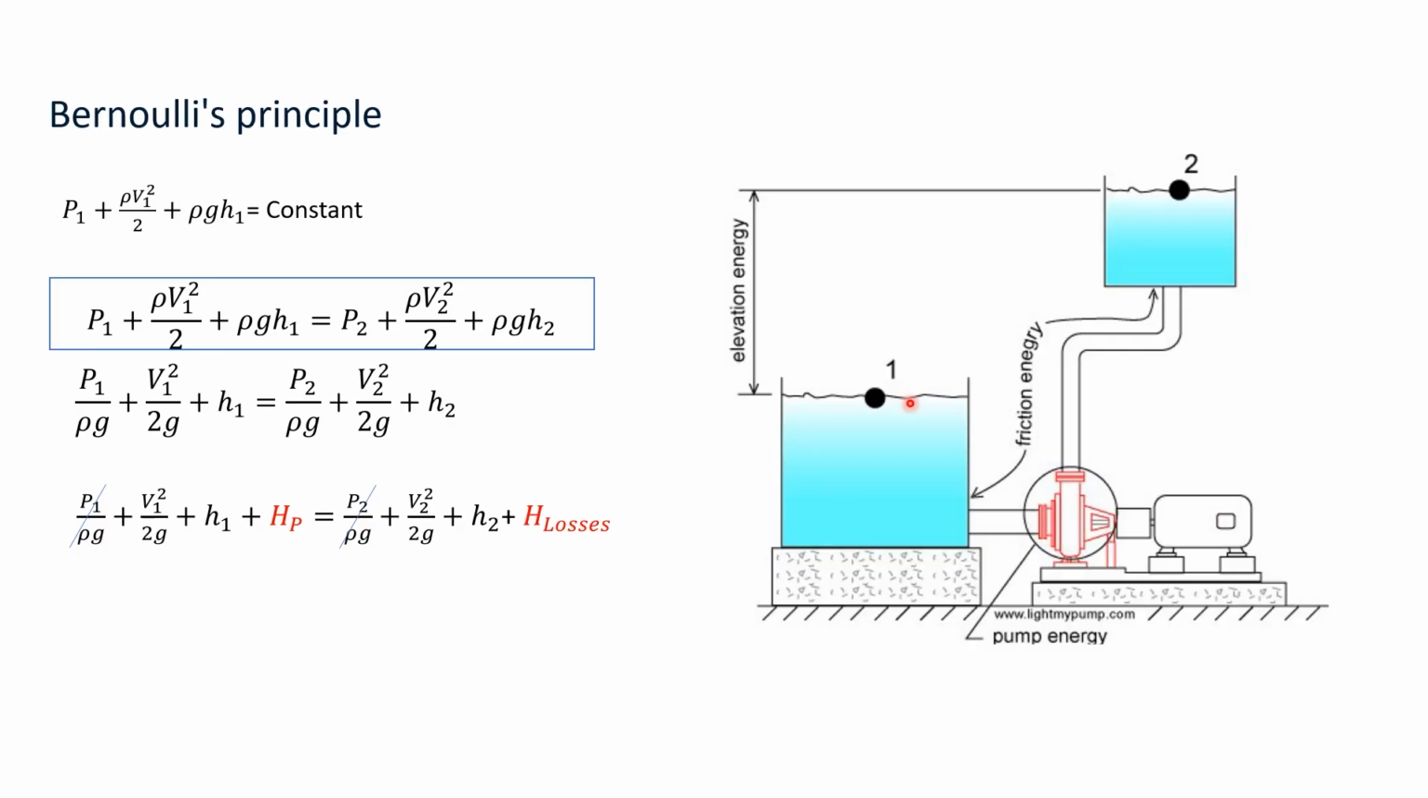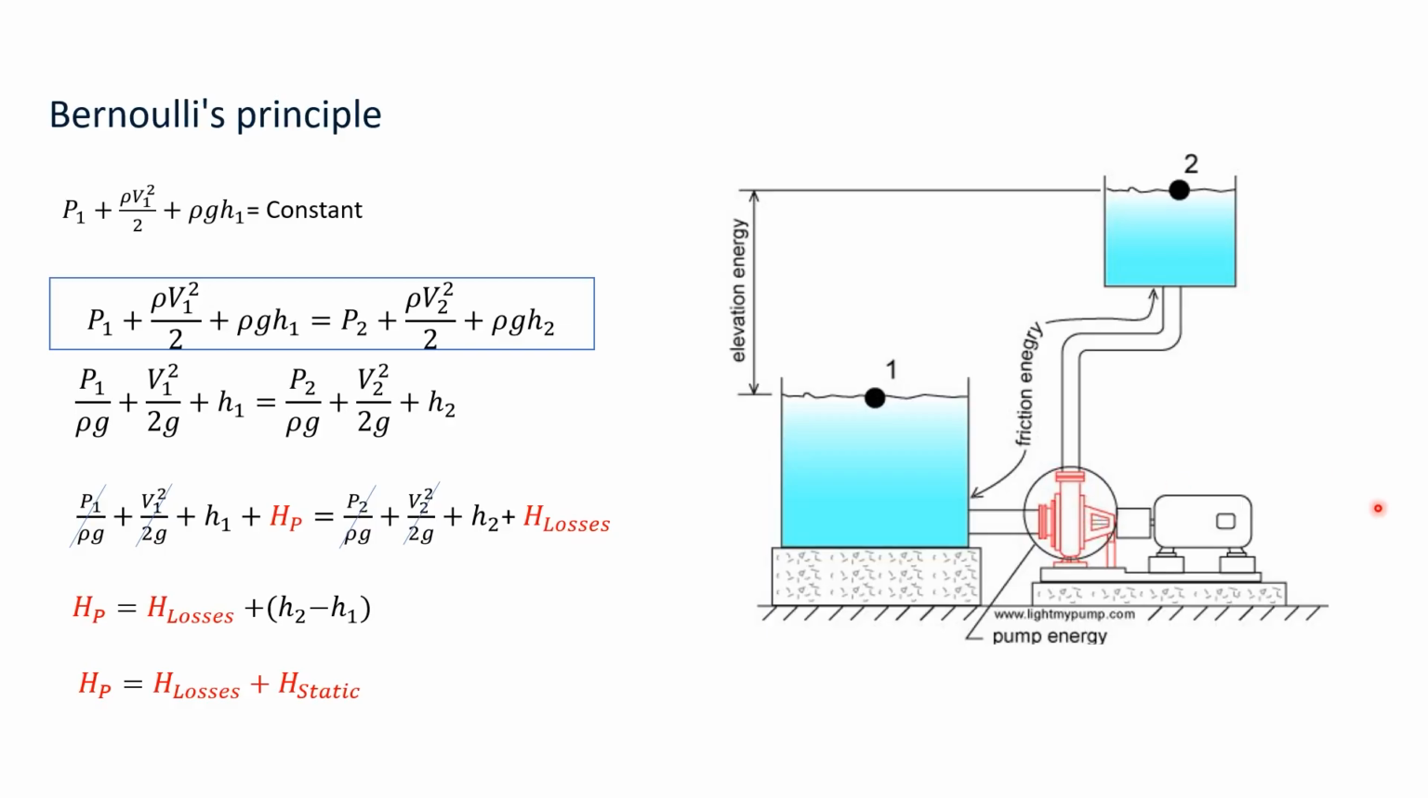The fluid in tank 1 and tank 2 is at rest, so the velocity will be 0, so we can neglect the kinetic energy head from both sides. Now, what we have left is the head of the pump is equal to the losses head plus H2 minus H1. H2 minus H1 is the static head.